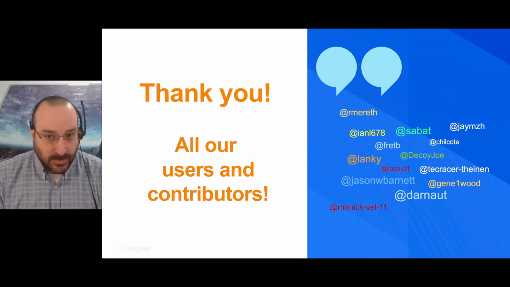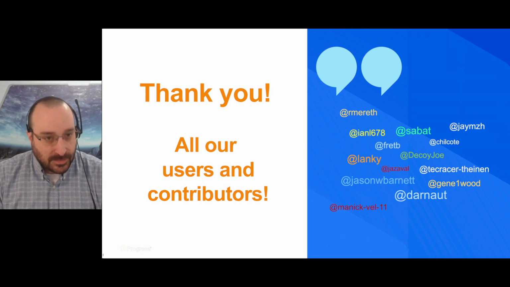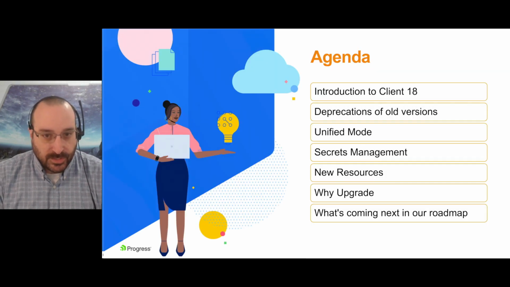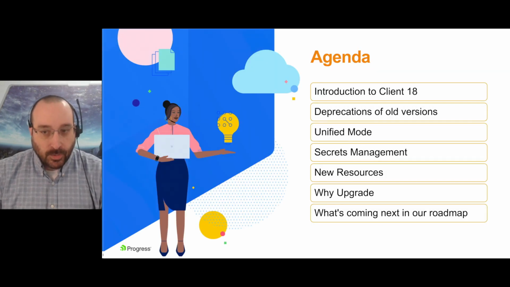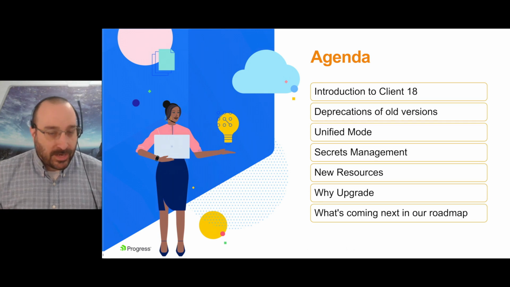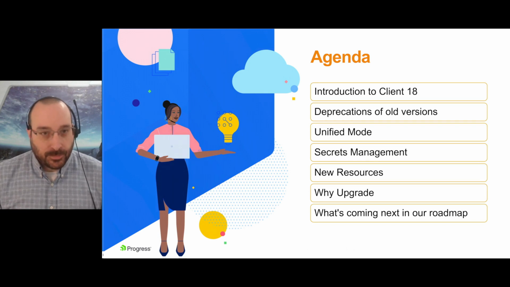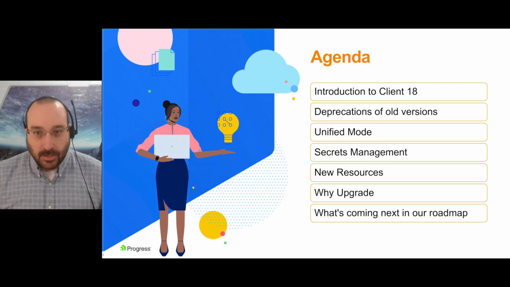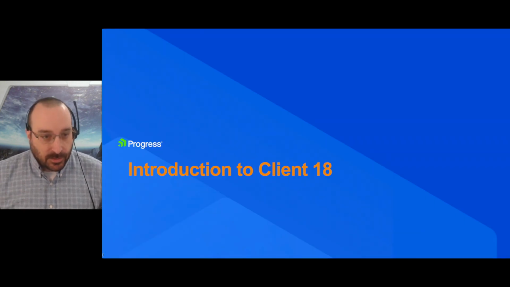Do want to spend a little bit of time talking about an agenda and set the stage here for all the conversations and items we're going to be talking about. We're going to be talking about a quick introduction to Client 18, some of the new features, some of the exciting items. We're also going to cover the deprecation of old versions, and then we're going to dive a little bit deeper into some of the features, such as unified mode and secrets management. And of course, we're going to end the conversation with why you should upgrade and what's coming next in our roadmap.